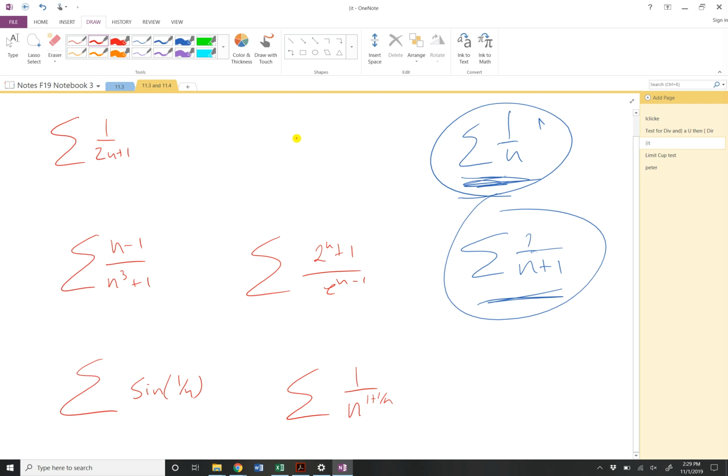If it's 0, then you chose poorly. So it's inconclusive. So you have to find something else that's closer to the series you're trying to test, so that it doesn't go to 0 or doesn't go to infinity.